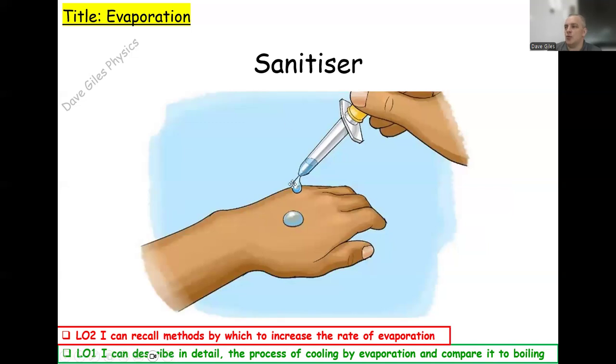So here I've got some sanitizer. It's preferably an alcohol-based one. And you can try this yourself. If you spray it onto the back of your hand and then blow on it, you will feel your hand gets a lot cooler. And that's because sanitizer evaporates a lot more easily than, say, water. And when you blow on it, you speed up the rate of evaporation, which cools your hand down.